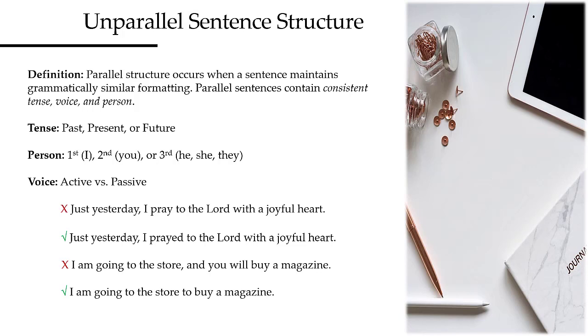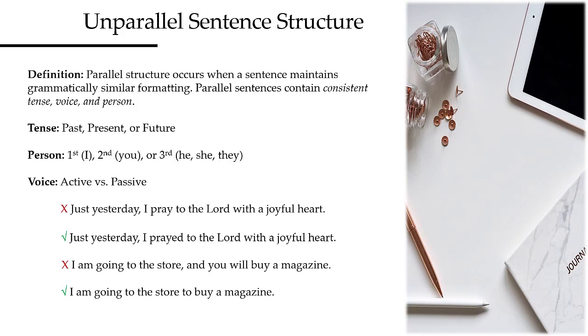Here's a sentence that has an error in person. I am going to the store, and you will buy a magazine. Even though both of those phrases make sense on their own, to have them together in the same sentence is a little bit confusing. I am going to the store is first person. You will buy a magazine is second person. So we need to clarify what we mean by either picking one or clarifying that it's both. So you could say, I am going to the store to buy a magazine. Or if you want to include both myself and you, you could say, we are going to the store to buy a magazine.